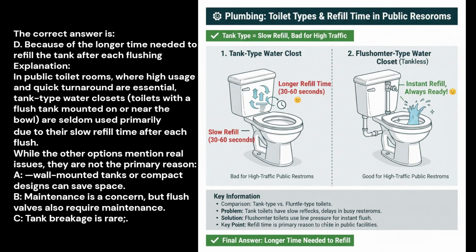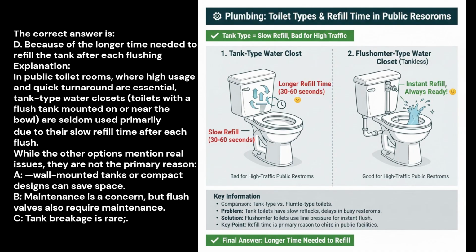In contrast, tank-type toilets must refill the tank slowly, typically 30 to 60 seconds, before they can be flushed again effectively. During peak use, for example in stadiums, schools, and malls, this causes bottlenecks and user frustration. While the other options mention real issues, they are not the primary reason. A. Space isn't the main factor. Wall-mounted tanks or compact designs can save space.